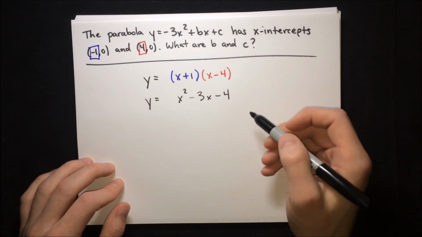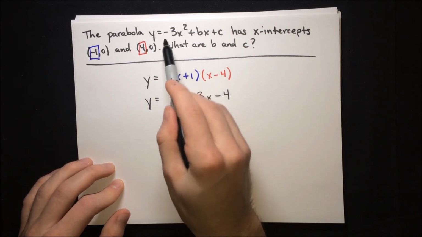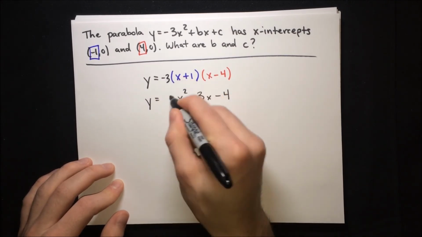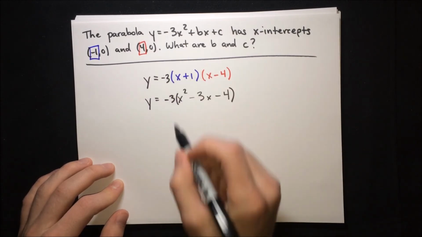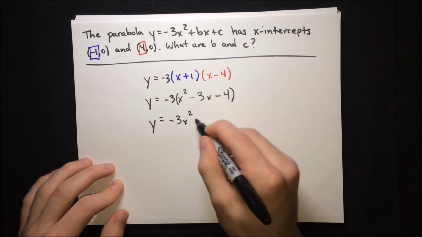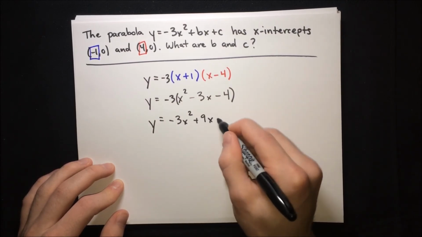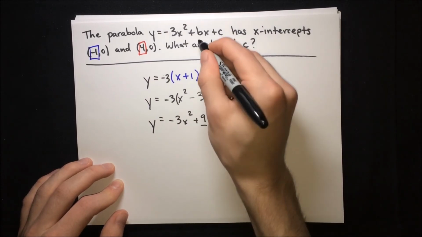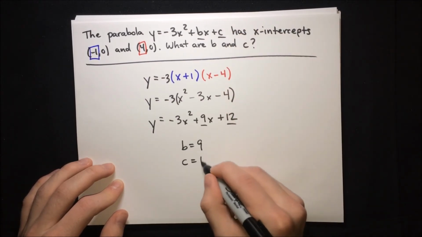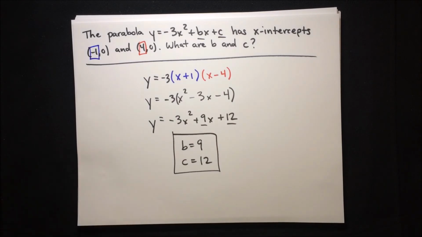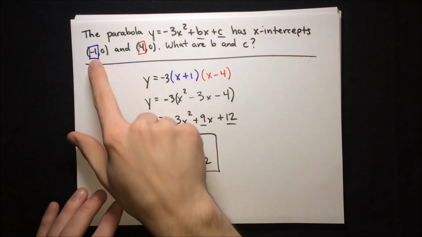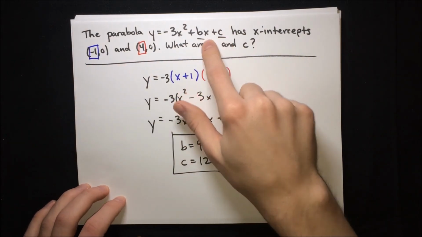Now, the only problem here is that there's a negative 3 here, and there's not a negative 3 here. But that's okay, because we can just multiply everything by negative 3, and then we'll get that negative 3 coefficient on the x squared. So negative 3x squared plus 9x plus 12. So now b is 9, and c is 12. That's our solution. In the future, we'll also learn a quick method for telling how many x-intercepts a parabola has, just based on the coefficients of its equation.